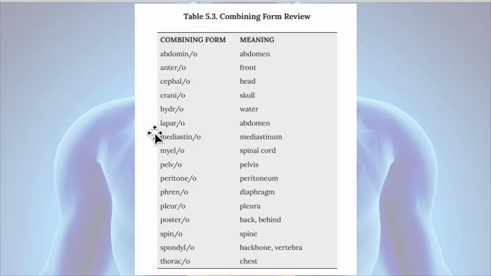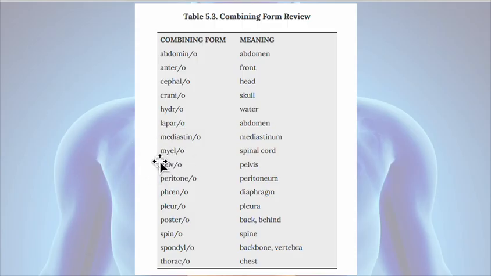Now, abdomen is interesting because it can be referred to as abdomen or abdomino, as we saw with abdominopelvic. But laparo is another combining form for abdomen as well. So think, if an individual is having laparoscopic surgery, this would be a surgery of the abdominal region, for example. It's a type of surgery of the abdominal region.